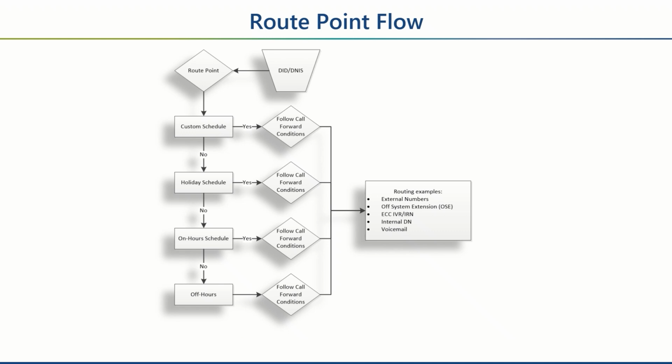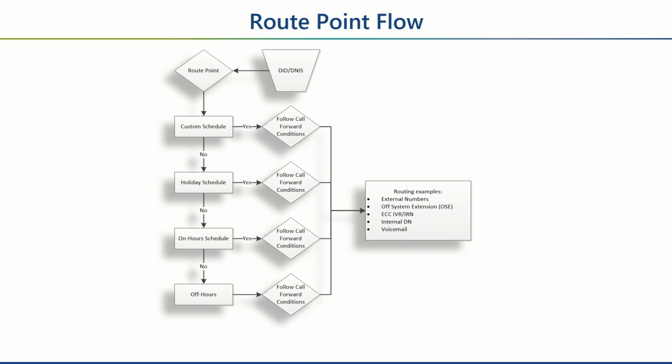With this particular flow, we have our route point connected to a DID number or a DNS match. That inbound number would come in, it would hit the route point, and then depending on the route point's configuration, and specifically whether there are any schedules being used, that will determine which schedule is going to be applied, and in turn, which destination is going to be engaged based on that selected schedule.